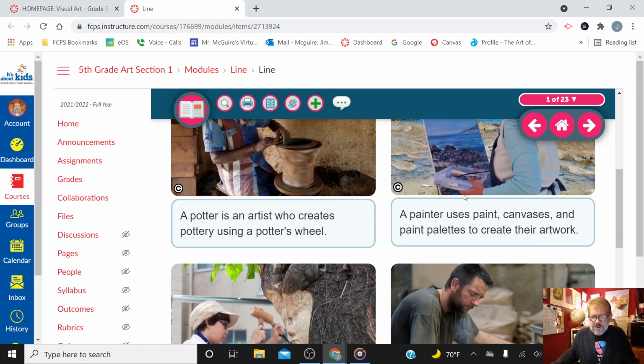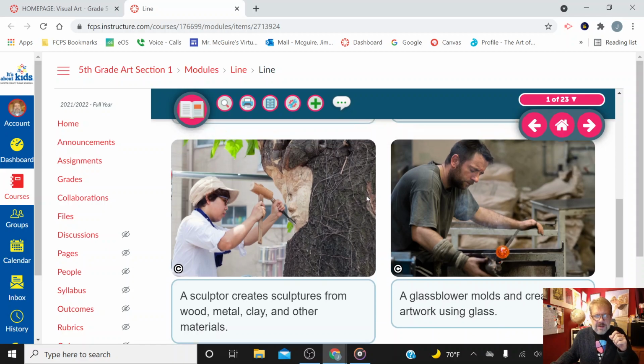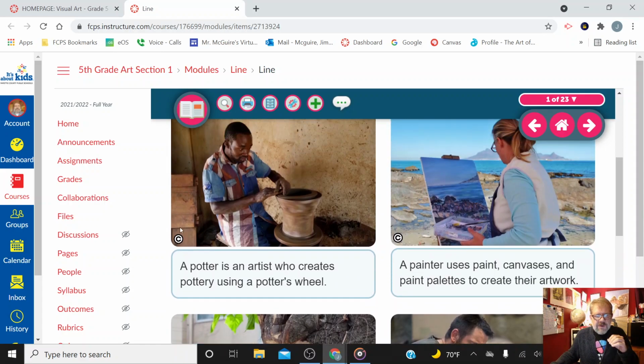There are painters, oil painters, acrylic painters. There are printmakers, illustrators, no glass blowers, I don't think. Some sculptors, all kinds of different artists.